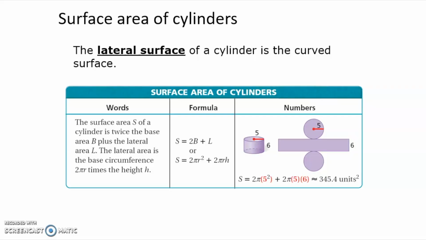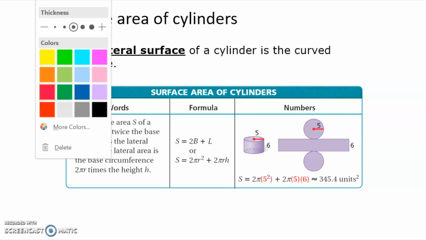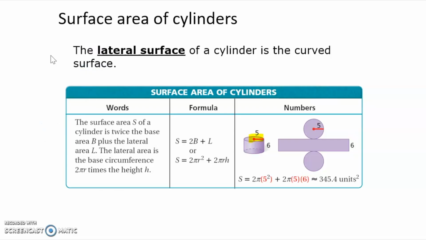So if we remember, prisms have an identical shape on the top and bottom. And so when we see our cylinder, we've got a circle on the top and the bottom. So you'll notice that the first half of our formula is exactly like that of our prism formula, 2 times that base area, which would be the area of a circle. And you'll notice right underneath, we've got that area of a circle formula.